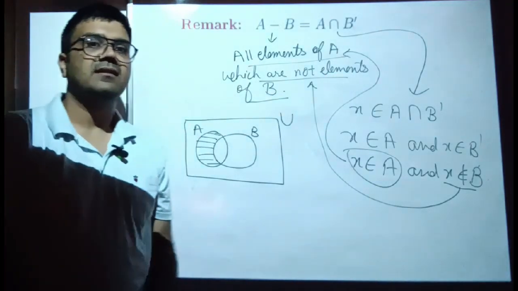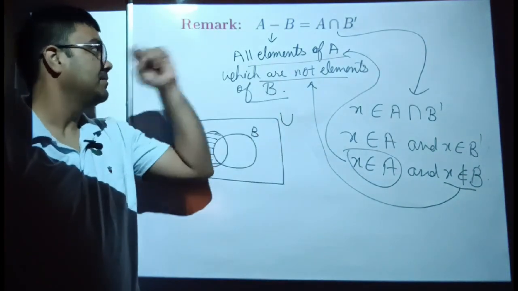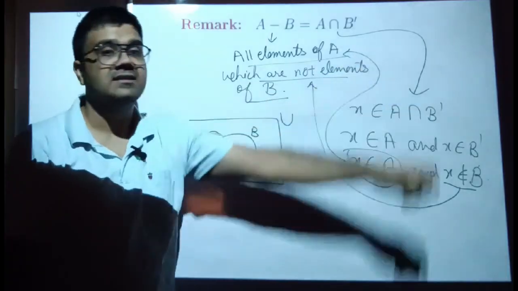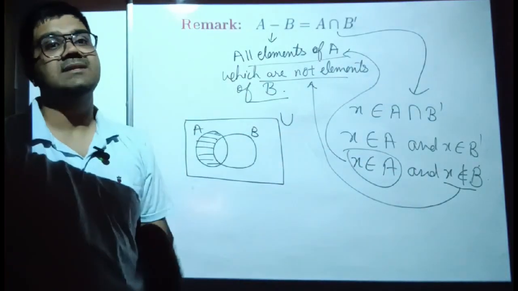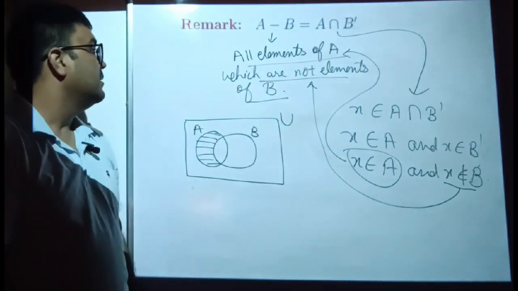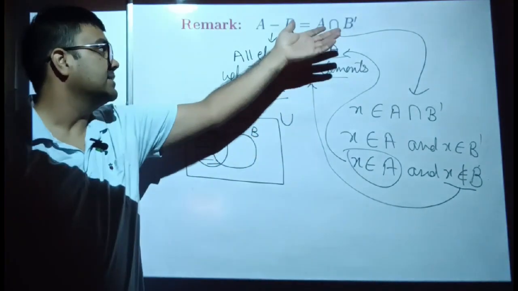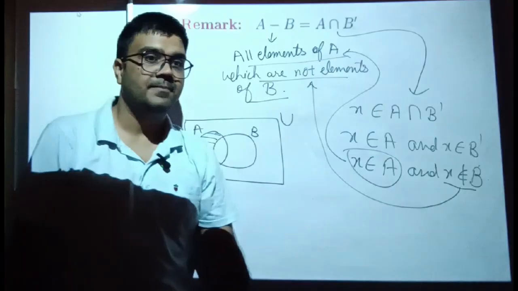So we are going to use this result very often. Whenever we have A minus B, we can write it in the form A intersection B complement. So you must remember this result, because this will be used when we are going to prove the results in our next chapters or next lectures. We will use this result.